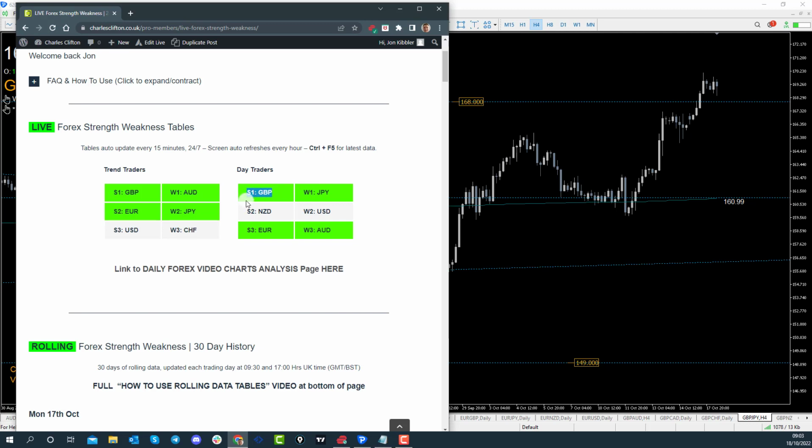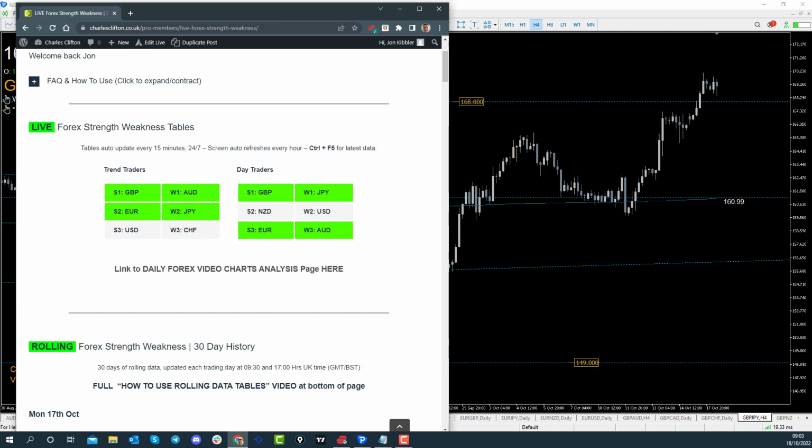On the day traders, we've got pound as the strongest, Kiwi as the second strongest, and the euro as the third strongest, so S3. Yen is topping the charts on the day traders at W1, W2 for the US dollar, and W3 for Aussie.